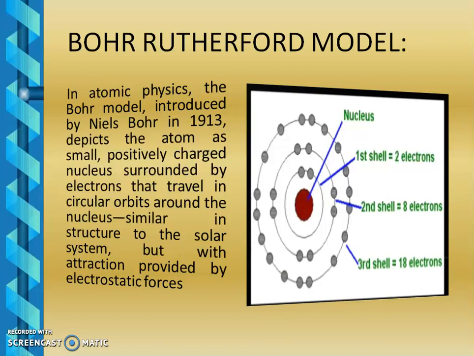So according to this model, the central part is the nucleus, and this nucleus is surrounded by electrons as shown in this figure. The first shell has 2 electrons, the second shell has 8 electrons, and thus the number of electrons goes on increasing with the number of shells. So the formula is 2n square, where n is equal to 1, 2, 3 and so on. Accordingly, these shells are also named.